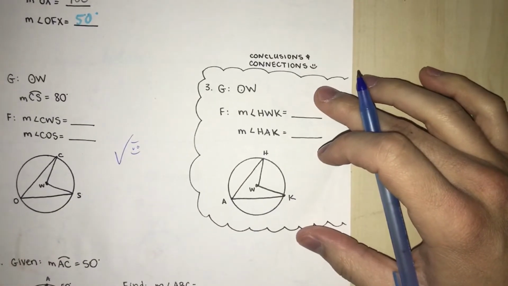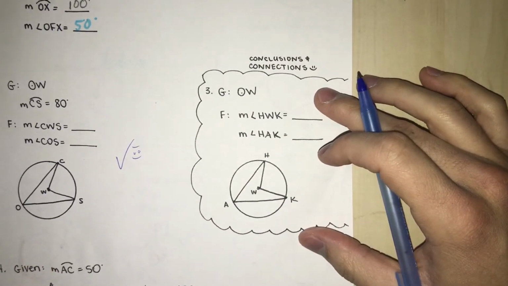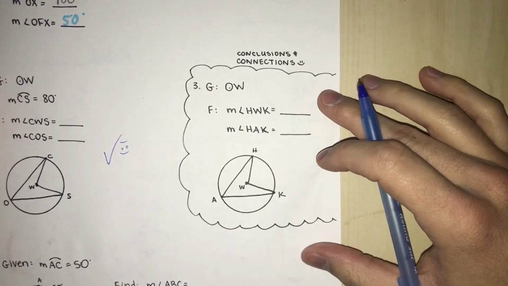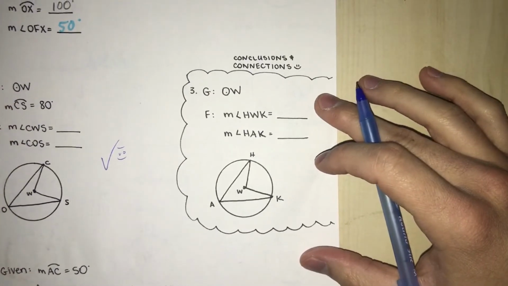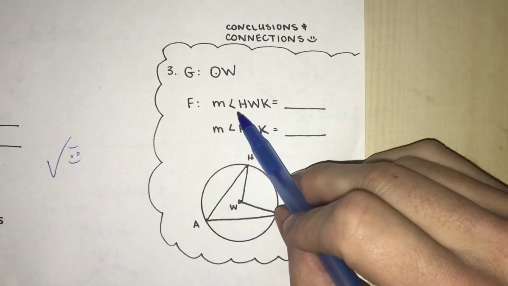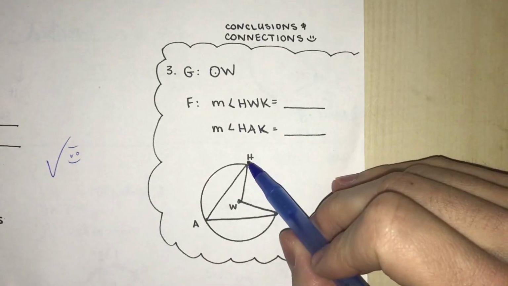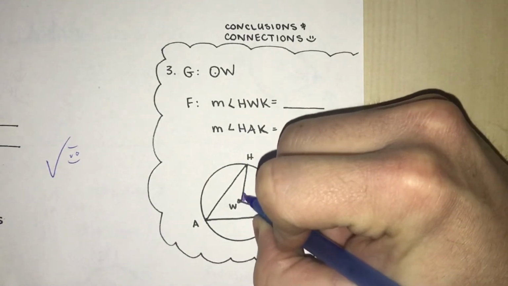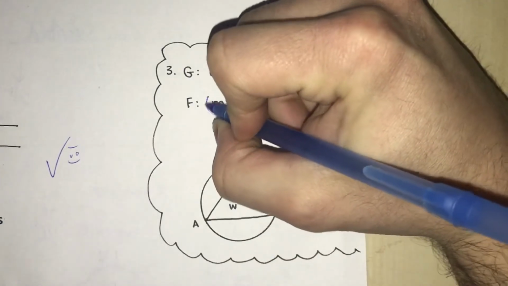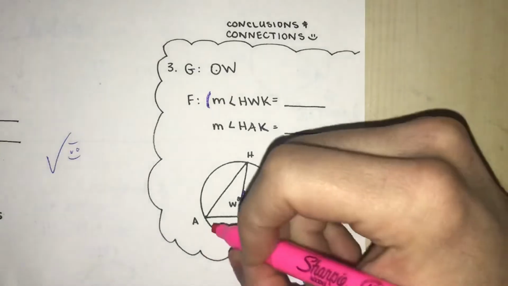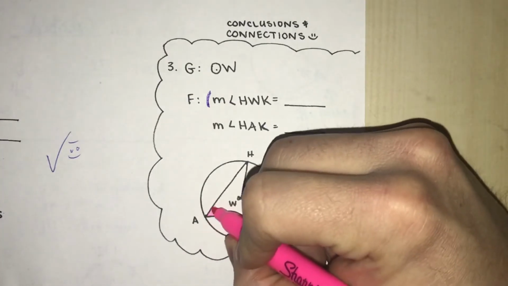This is like the fancy mathy way that math nerds talk about math things. But anyways, if I look at this picture here, the measure of angle HWK, so this angle here. Okay, that's that angle. This we'll do in blue. And then we'll do a nice pretty pink for angle HAK, which is over here. So that's this.